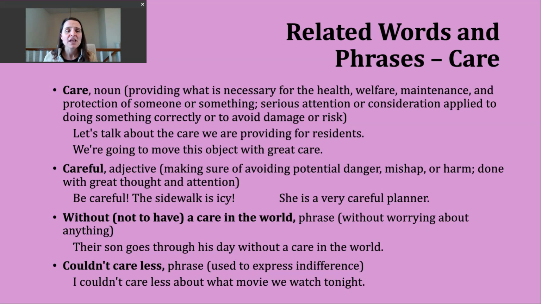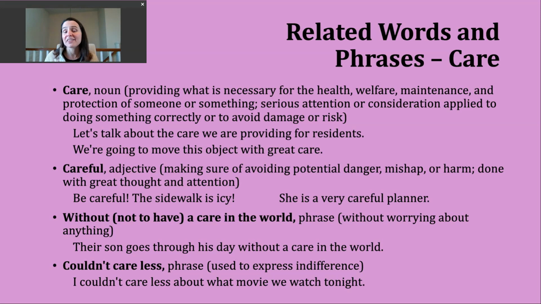So an example, let's talk about the care we are providing for residents, right? Somebody who runs a nursing home might say a sentence like this, right? Let's talk about how we are providing for the health, the welfare, and the maintenance of our residents.